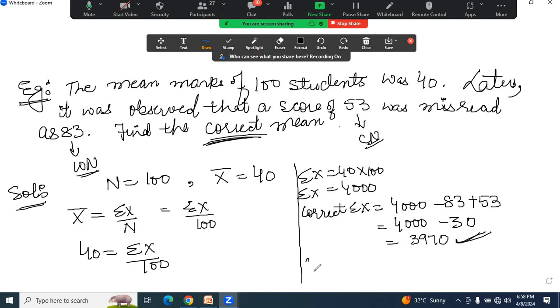Now I can find correct mean. 3970 upon 100. What is the final answer? 39.7 is the correct mean. This is the answer. Yes, now in question they have given 40, but this is the correct answer. 39.7. Any doubt in this? I'll give you one similar question you will do, and I expect that you give me an answer this time.